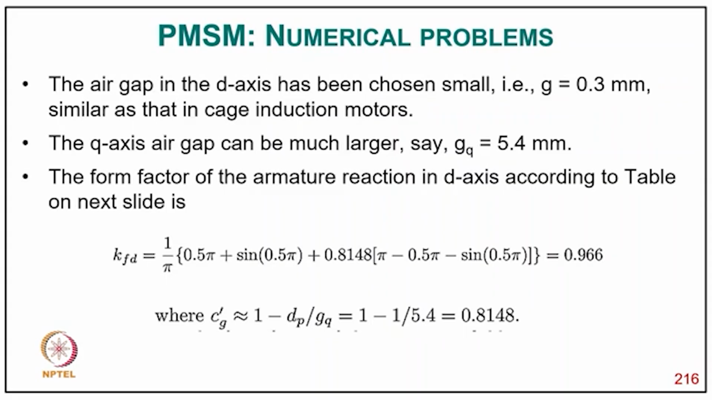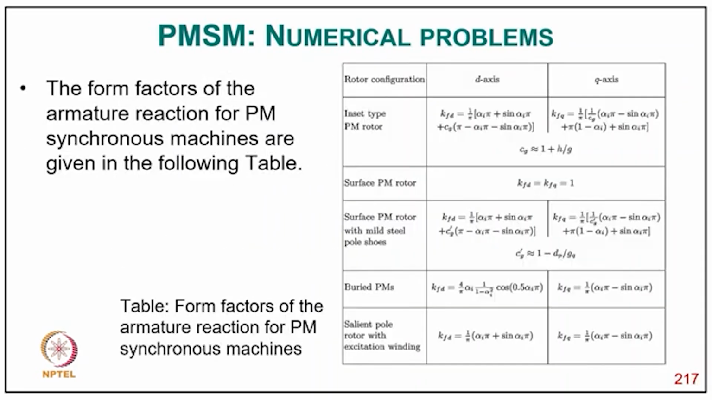The form factor of the armature reaction in the D axis, from the table on the next slide, is say KFD equal to 1 upon pi, bracket 0.5 pi sin 0.5 pi plus 0.8148, minus bracket pi minus 0.5 pi into sin 0.5 pi, that is 0.966, where the alpha dash equal to 1 minus alpha upon pi, and it comes 0.8148. So the form factors of the armature reaction for a PM synchronous machine are given in the table.